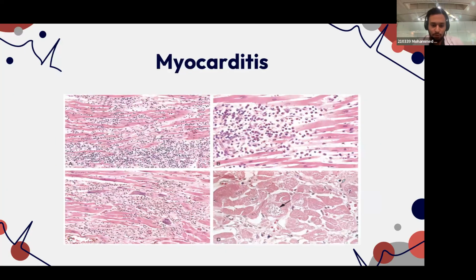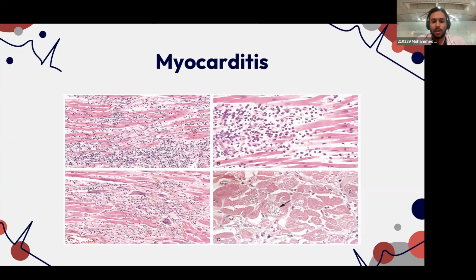Okay, moving on. This one, I do not think this will come in your exam, but to go over it very quickly. The first one is lymphocytic myocarditis. Myocarditis is inflammation of the myocardium. Okay, so A is lymphocytic, and this is due to, for example, viral infection. Okay, so for example, Coxsackie infection.